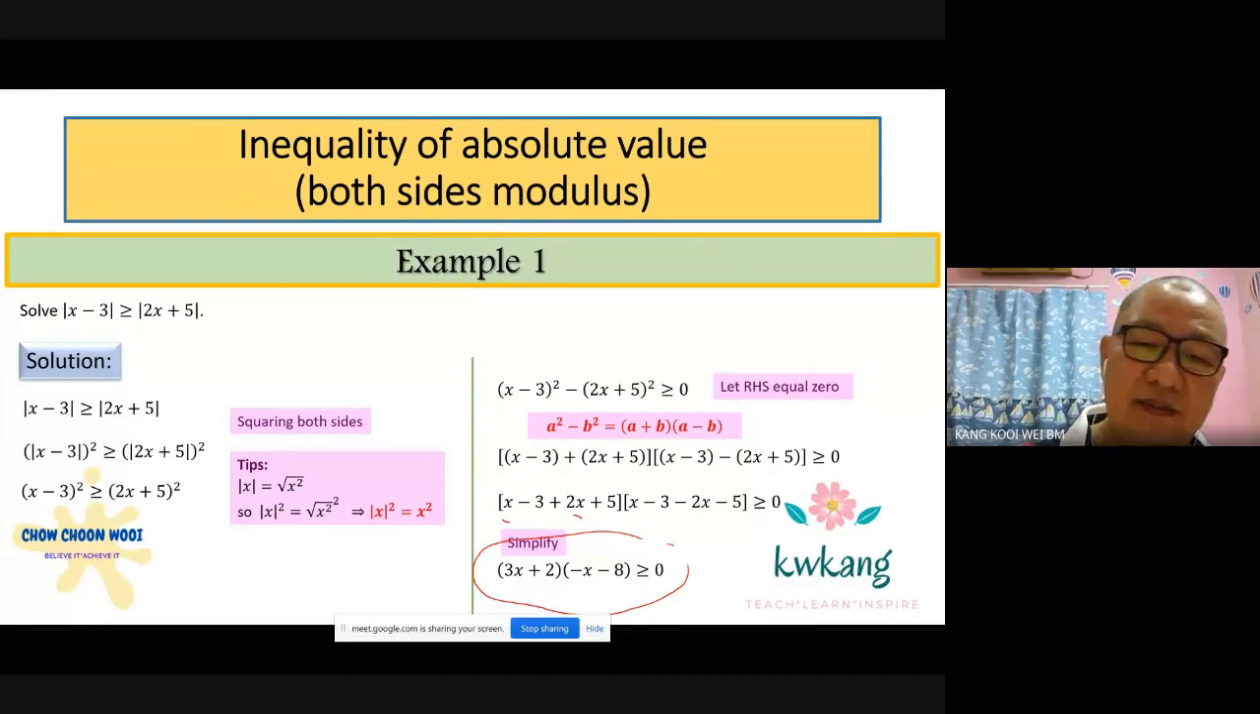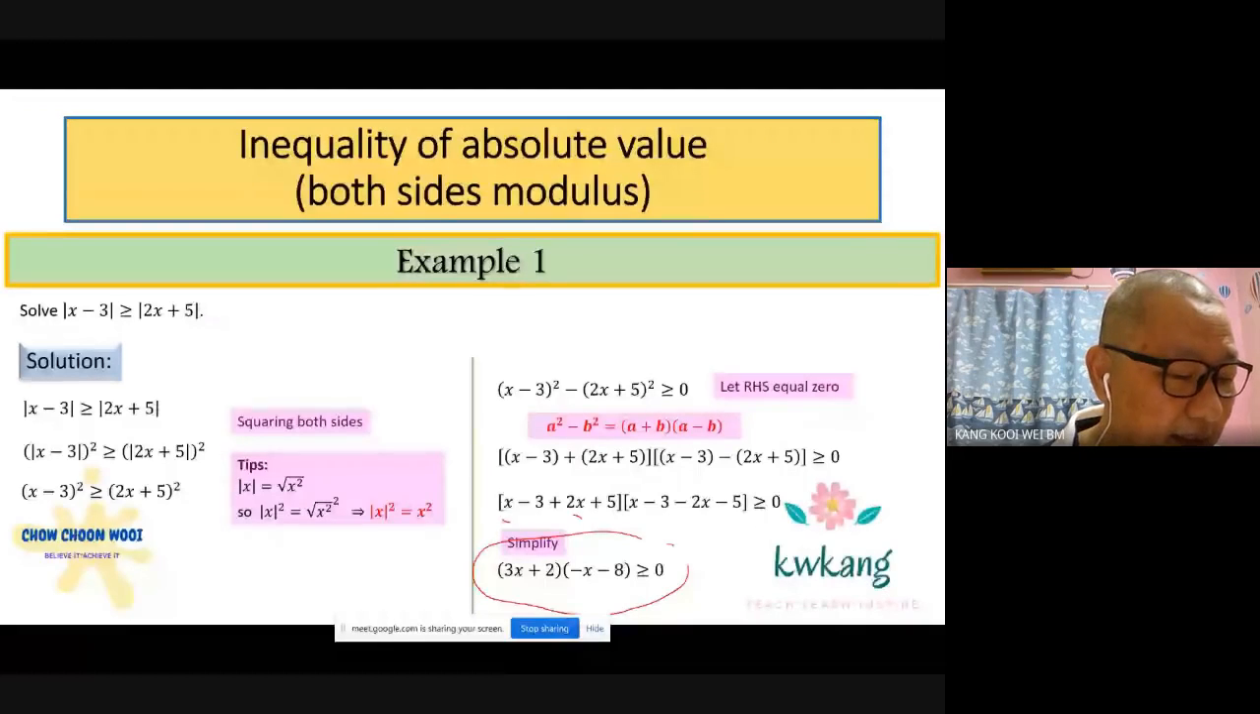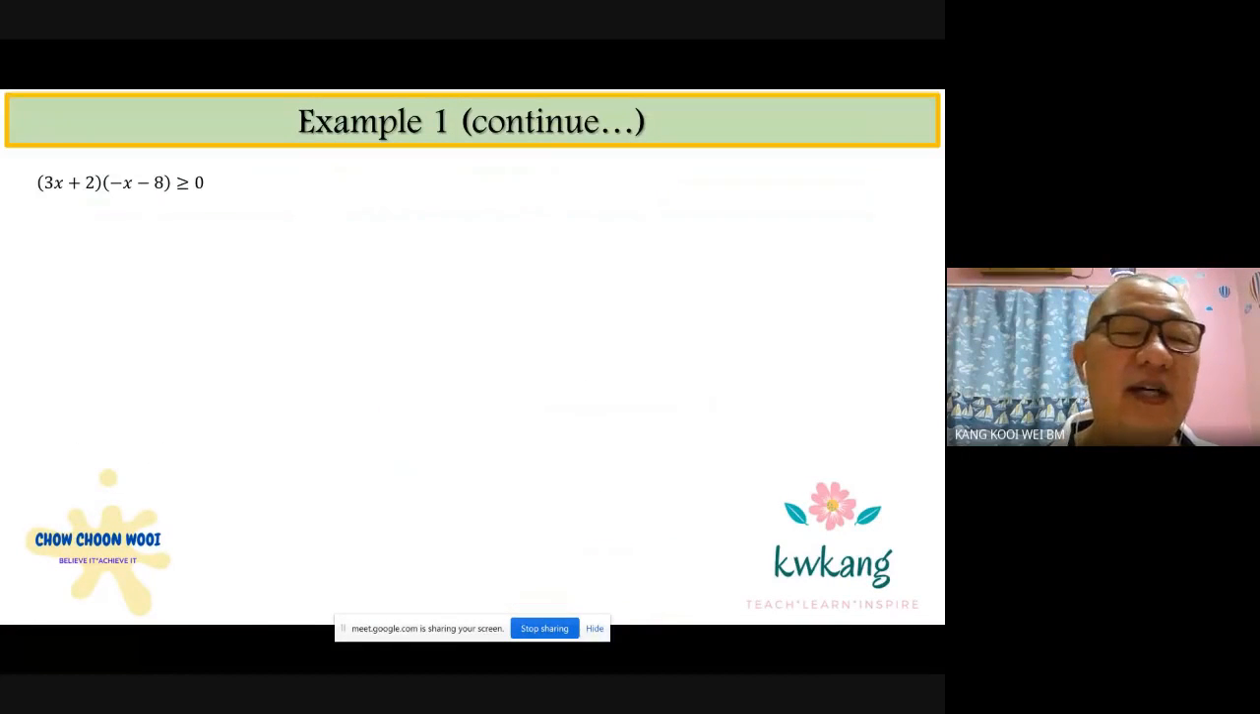Kemudian selepas kita factorize completely, apa yang kita nak buat? Ingat tak? Tak ingat. Tak ada siapa pun jawab. Table of sign, very good. Dia nak kotak. Ya, betul Aina. Okay, so after we obtain this inequality, I think it is the simplest form of this inequality. So we need to construct a table.